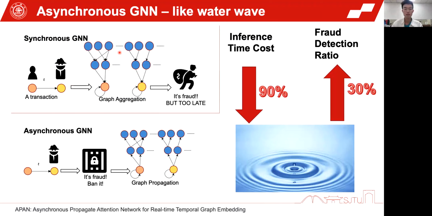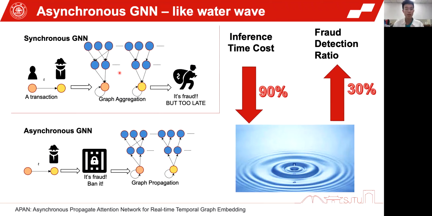To give a vivid example, if a fraud detection system cannot ban the fraud transaction immediately, the fraudster may escape from the platform and withdraw the bad money before the platform's response, causing immeasurable economic and reputation losses to financial platforms such as Alipay and their users.